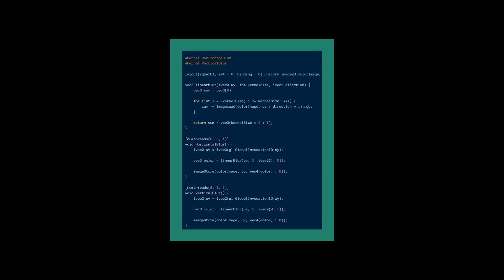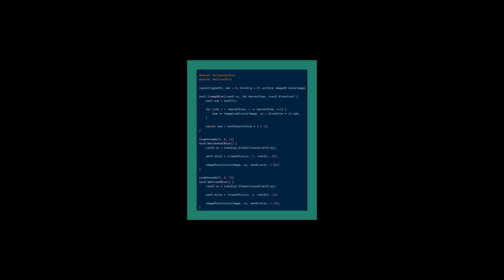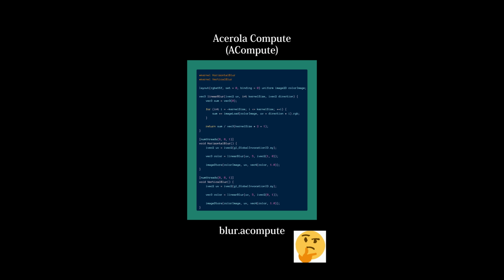We know what a file is based on its file extension, so we should decide on the extension we want to use for our new fancy shader language. I'm a narcissist, so I've decided to name it Acerola Compute, or A-Compute for short, so we would call this a A-Compute shader. Not confusing at all.